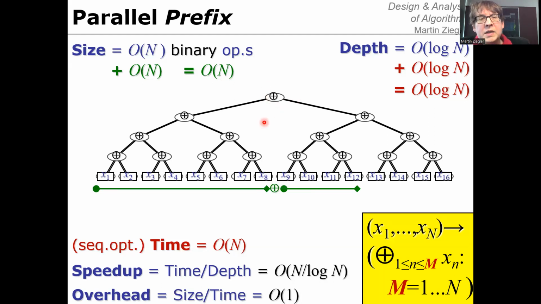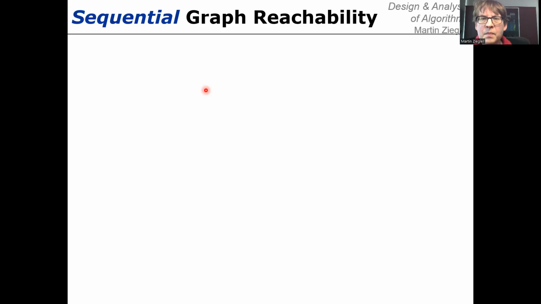Good. So let's keep that in mind, because we're actually going to need that later for the carry look-ahead adder, which is going to have logarithmic parallel running time and linear size, and thus be optimal. But for now, let's first consider another problem that we want to parallelize, and that's graph reachability.